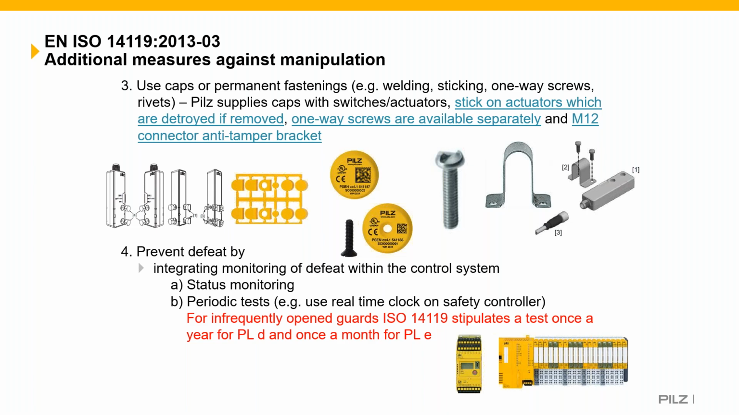And then we have periodic tests. So for infrequently opened guards, ISO 14119 stipulates a test once every year for PLd and once a month for PLe. So the safety controller, with the real-time clock that's embedded, will ask the operator to actuate the interlock, and failure to do so would prevent the machine from startup.